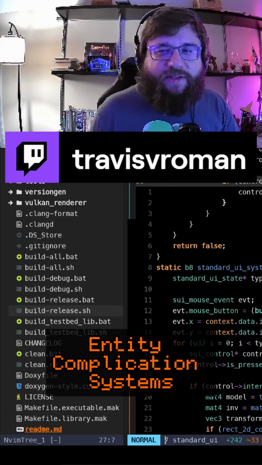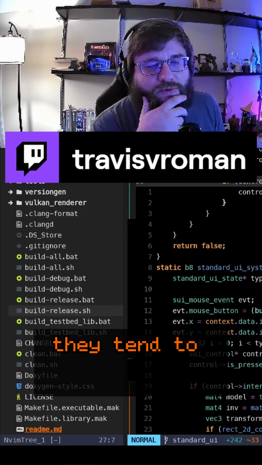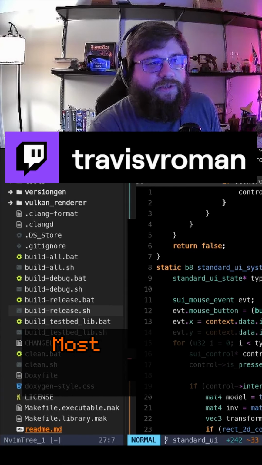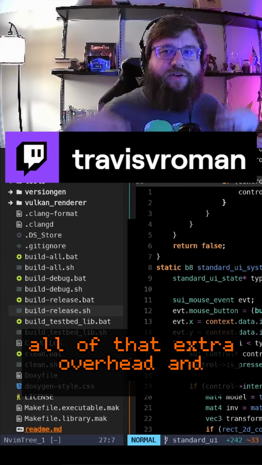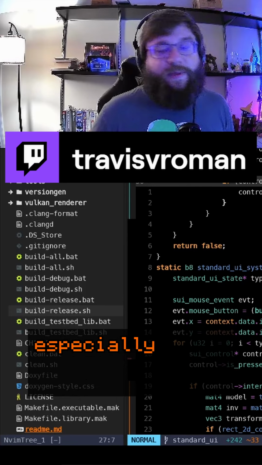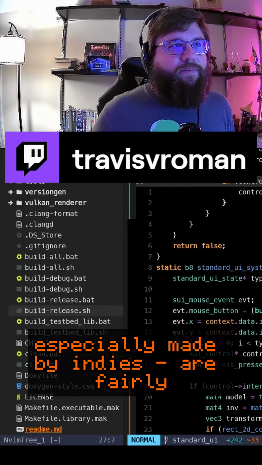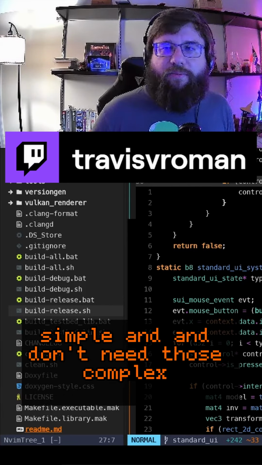Entity complication systems, as I like to call them now, they tend to overcomplicate things. Most engines don't really need that. They don't really need all of that extra overhead and structure. Most games that are made, especially made by indies, are fairly simple and don't need those complex hierarchies.